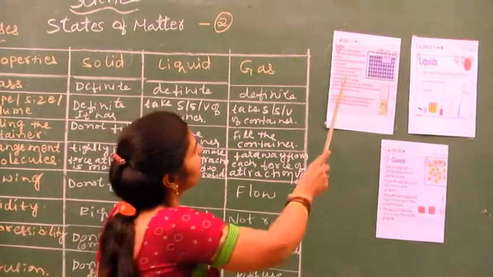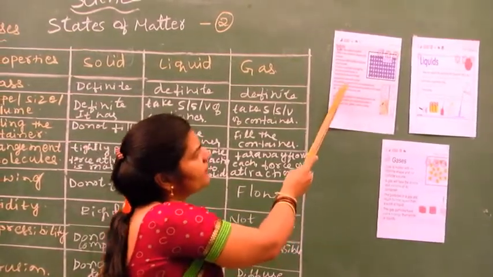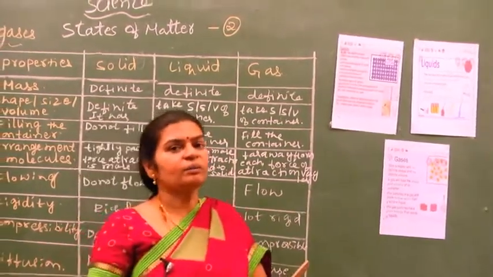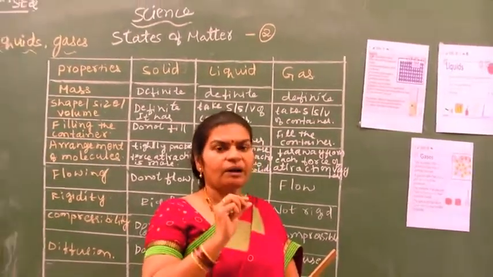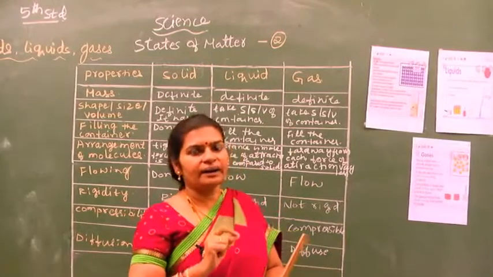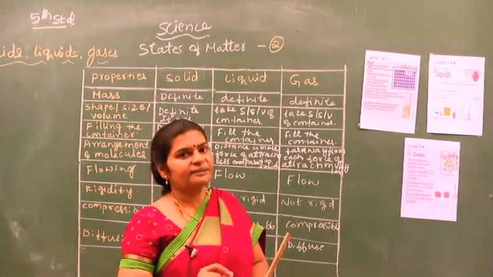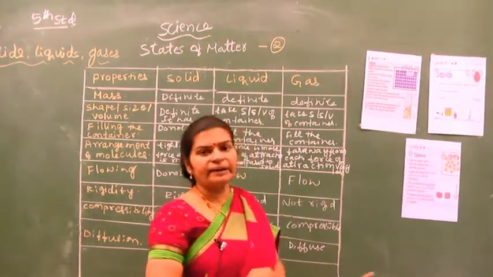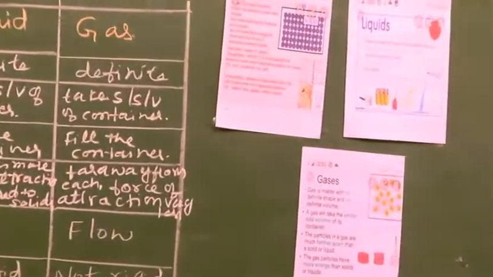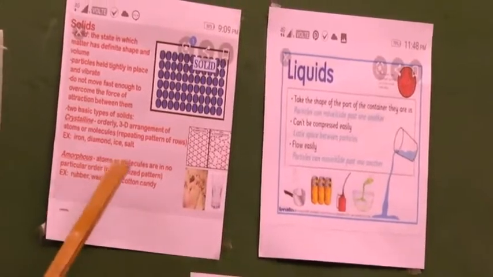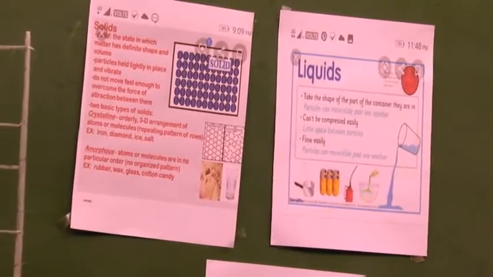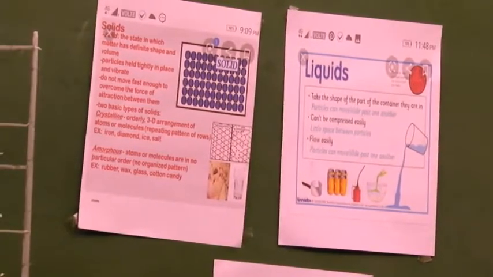And when we consider the solids, we consider crystalline solids and amorphous solids. Crystalline solids have definite shape. Along with that, the particles are arranged in a crystal lattice. But in case of the amorphous, the molecules are not arranged in a particular order. Examples of crystals are iron, diamond, ice, salt. In case of the amorphous, it is rubber, wax, glass, cotton candy. They do not have a definite arrangement of the particles.